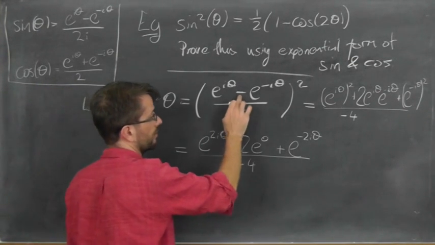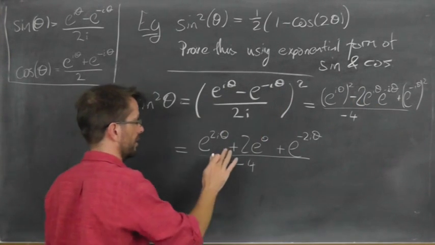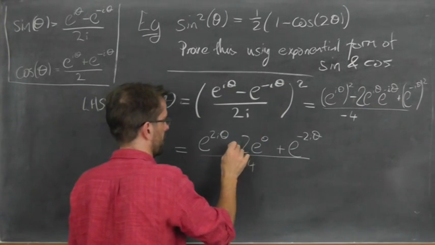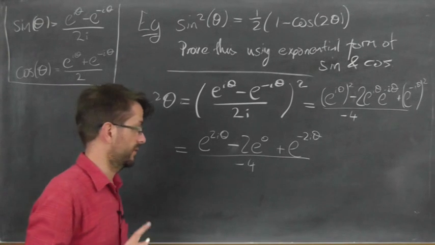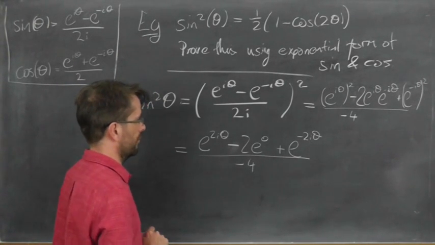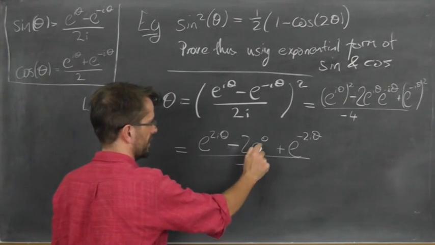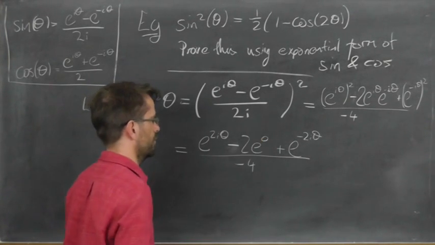Apart from the fact I forgot that was a minus sign, so that's a minus sign there. That should be the minus sign. So well done, anyone who spotted that. So let's just get rid of that minus sign. This e to the 0, anything to the power 0 is just 1.